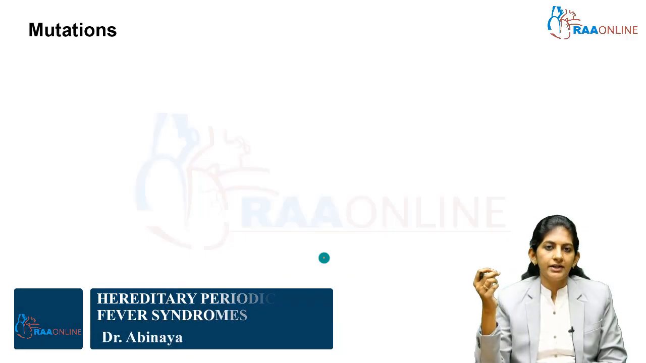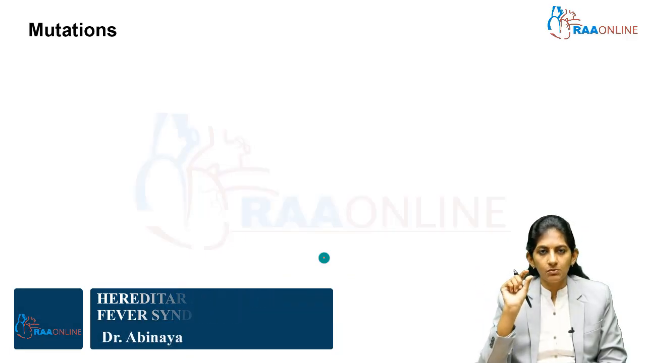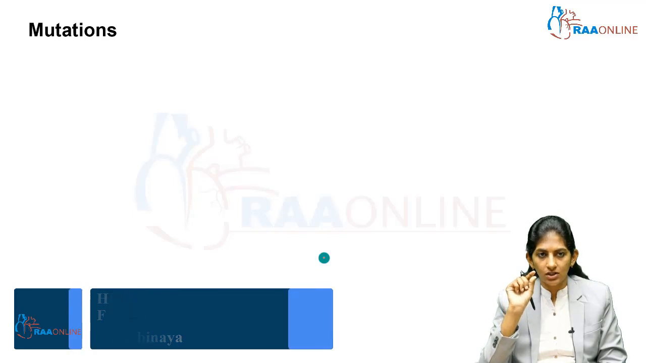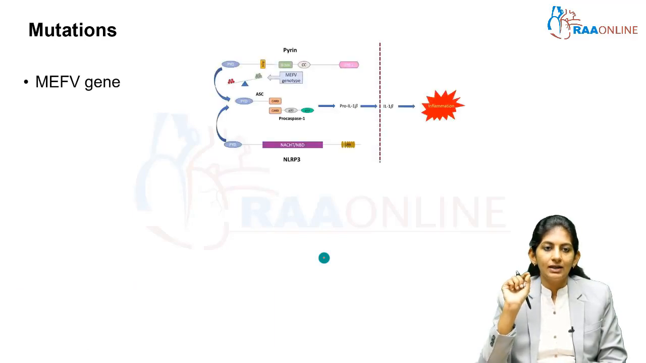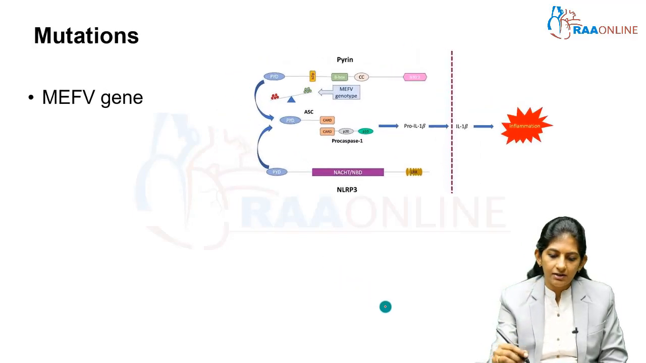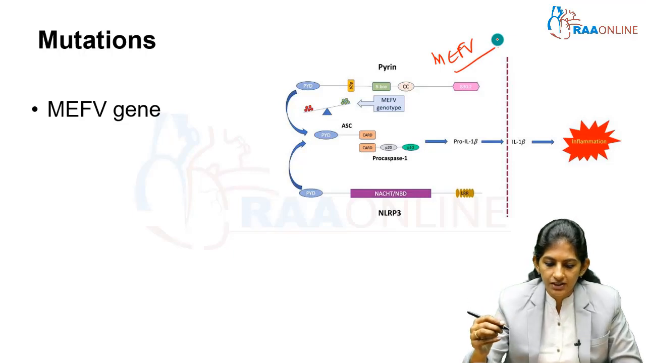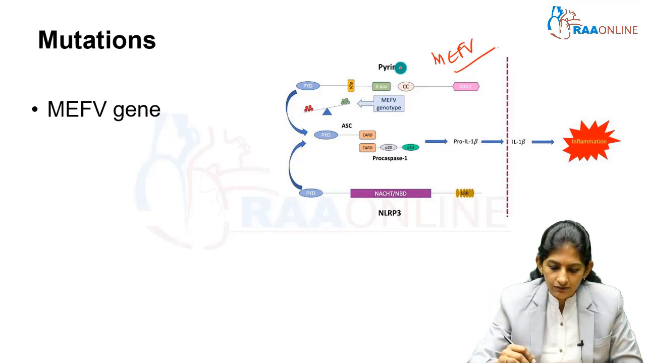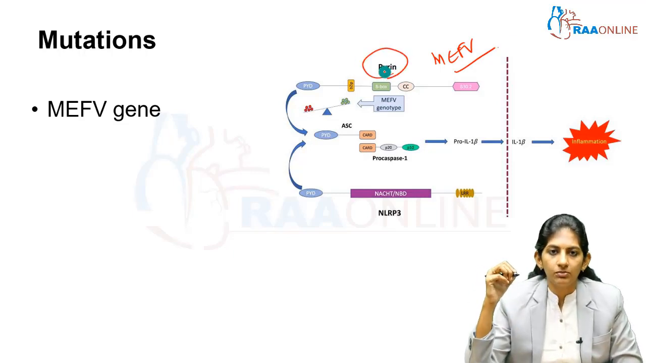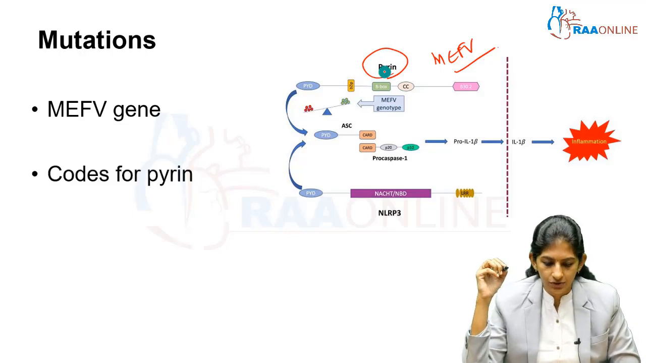Why does familial Mediterranean fever happen? I told you it is a monogenic mutation. We will see what is the gene which is implicated in familial Mediterranean fever. That is the MEFV gene. So the MEFV gene mutation will cause abnormality in the pyrin protein.